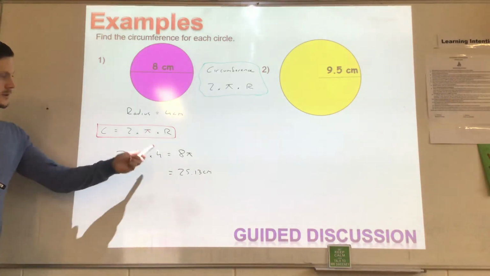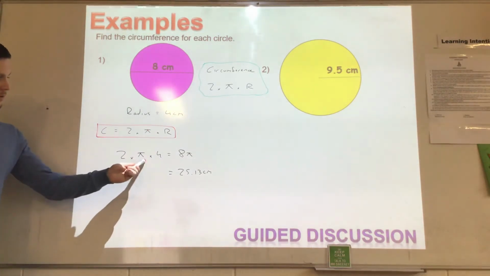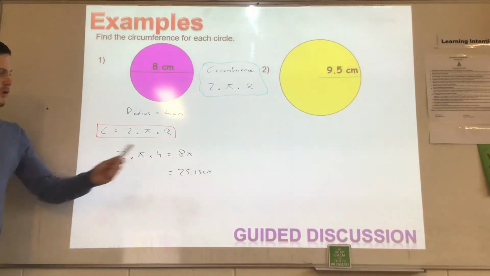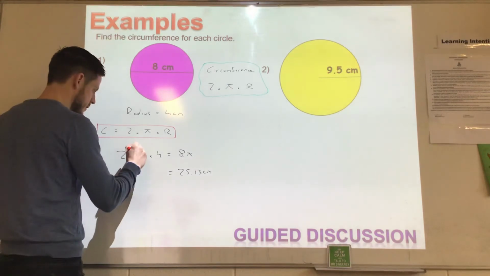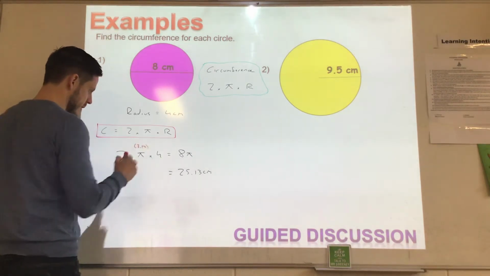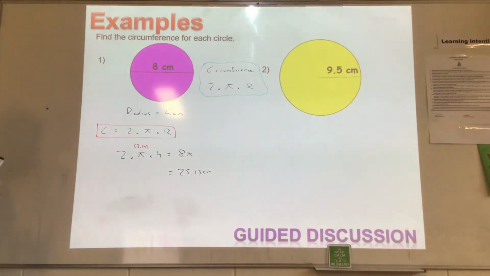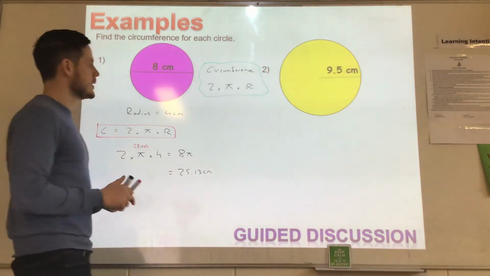If you want to use 3.14, 2 by 3.14 by 4, you'll get the same answer. So you can use 3.14 instead of pi, okay? And that will give you this here. Have a look at the second one.